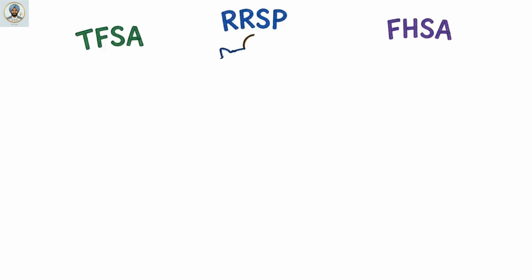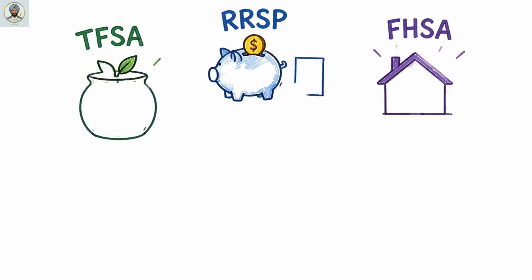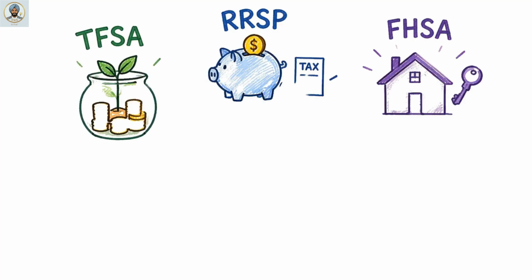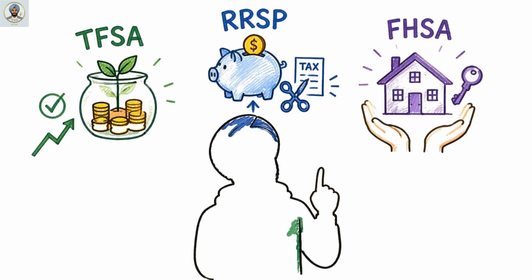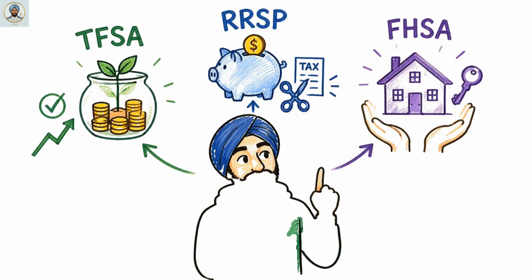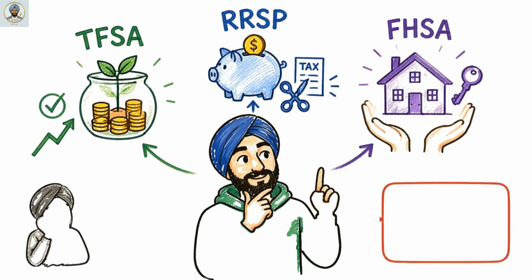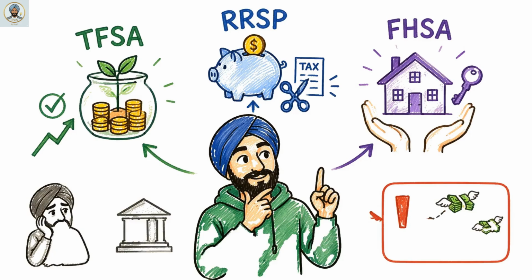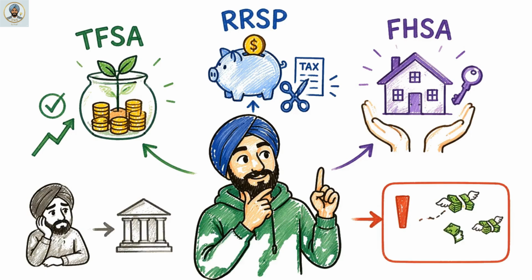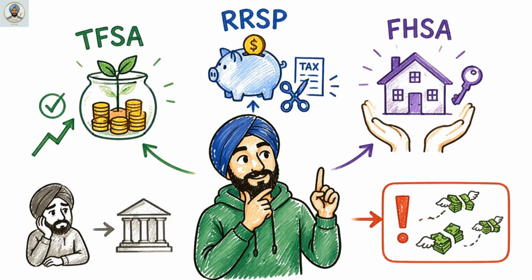We have the TFSA, which lets your money grow completely tax-free. We have the RRSP, which cuts your tax bill today. And we now have the FHSA, a brand new account for first-time homebuyers that combines the best features of both. If you use the wrong accounts or skip them entirely and just invest through a regular taxable account, you could be leaving thousands of dollars on the table over time.